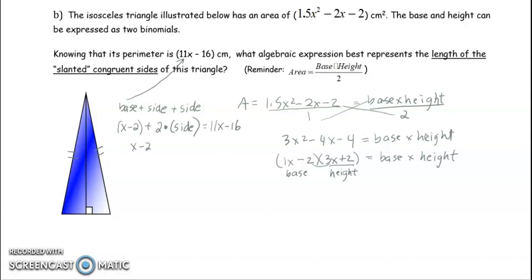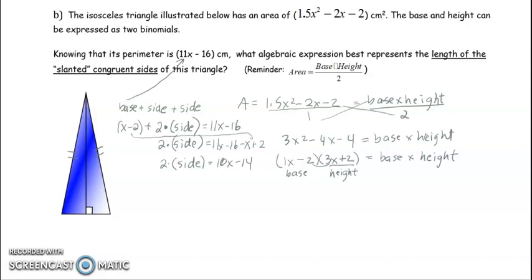x minus 2 plus, well, you know what? I'm going to actually bring this over to the other side right away. So 2 times the side length is going to be equal to 11x minus 16. And then I'm going to subtract the x minus 2 onto the other side. So it's going to become negative x plus 2 on the other side. So double the side length, the two sides added together, is going to equal 10x minus 14.